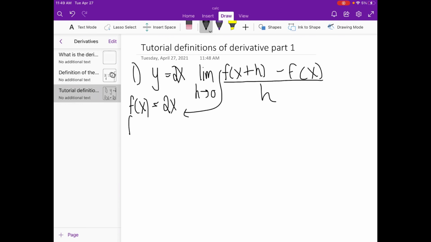So the slightly more complicated, but not super complicated part is this part. So f of x plus h. Remember, this is not 2x plus h. It is not. This is equal to 2 times the bracket x plus h, not 2x plus h. That is incorrect.